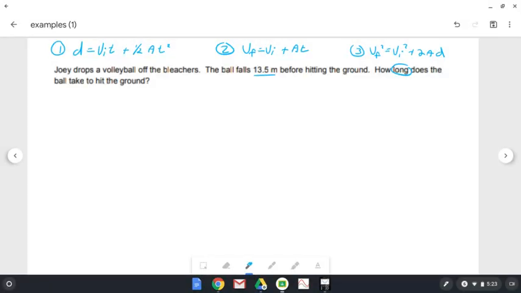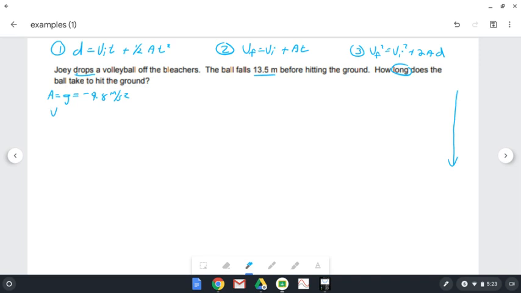Now, what we also know is Joey is dropping that volleyball, right? So that's another key bit of information. And this object is, in fact, falling this way, right? So we do know right away that our acceleration is going to be equal to g, which is the gravitational acceleration, which is negative 9.8 meters per second squared.